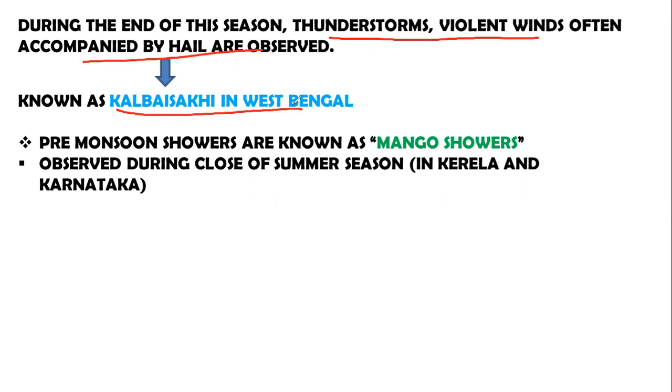We often see pre-monsoon showers in summer as well, which are known as mango showers. These help in ripening of mangoes in states like Kerala and Karnataka. And we see this process during the close of the summer season, when the summer season is about to end and the monsoon season is about to begin. So this is all about the summer season.